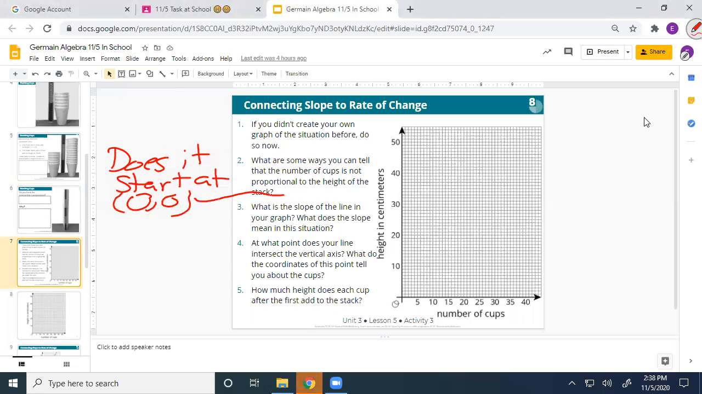So this should be written in between here for that answer for number 2. I just didn't leave myself enough space. I don't know what I was thinking when I made this.